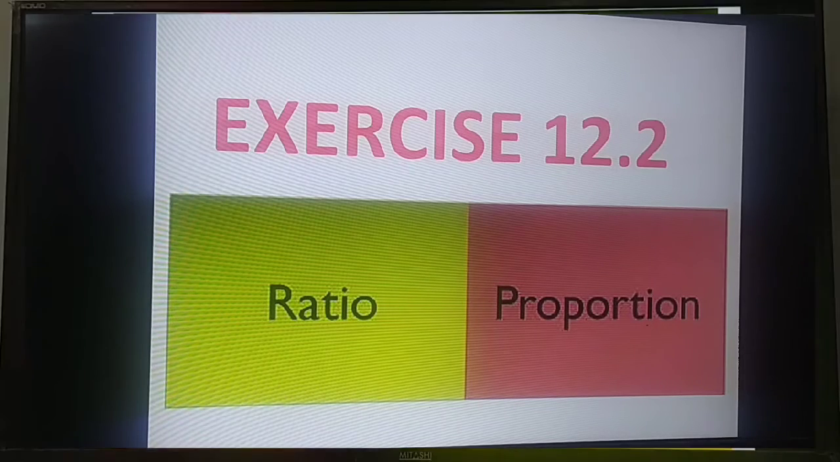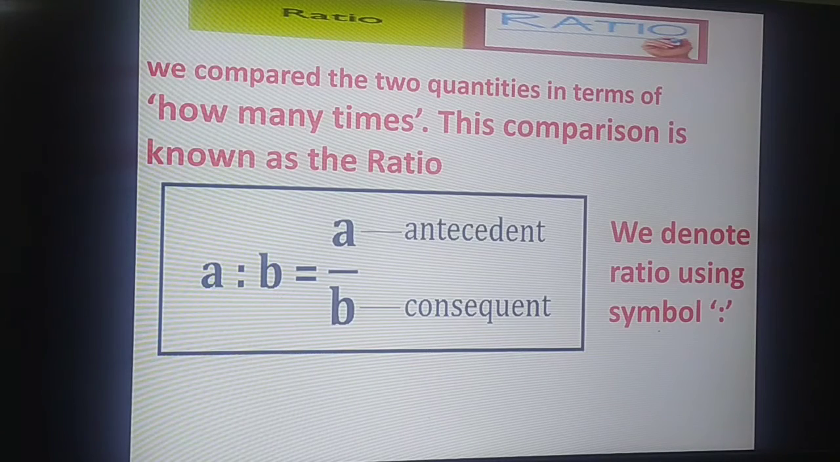Now let us do some problems of 12.2. Before proceeding toward the proportion, again let me tell you the meaning of ratio.